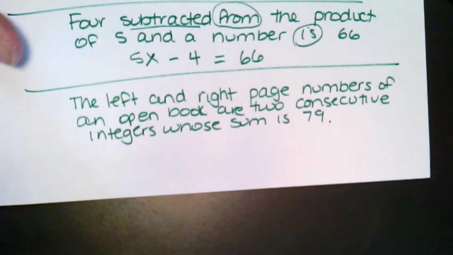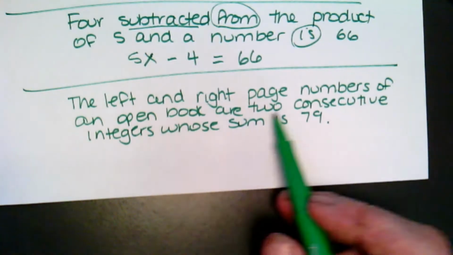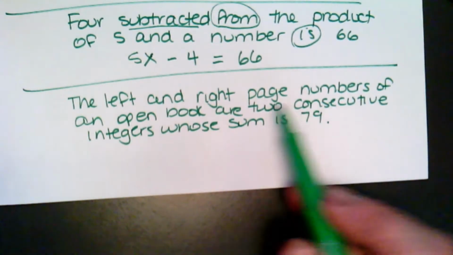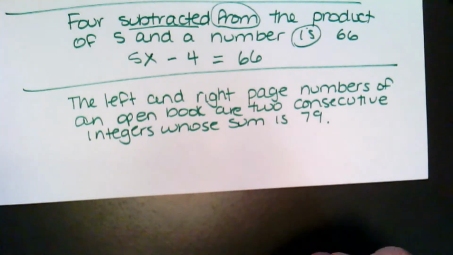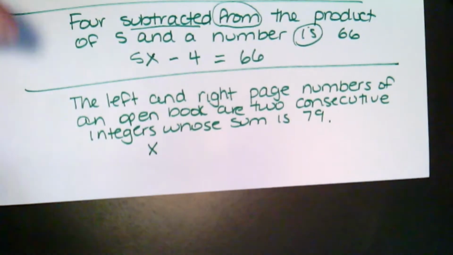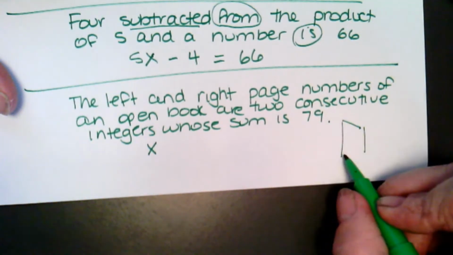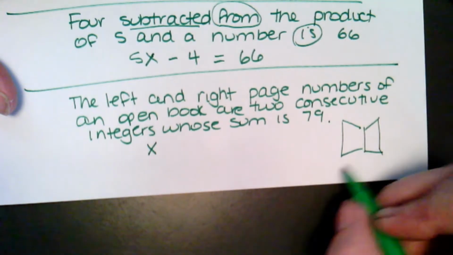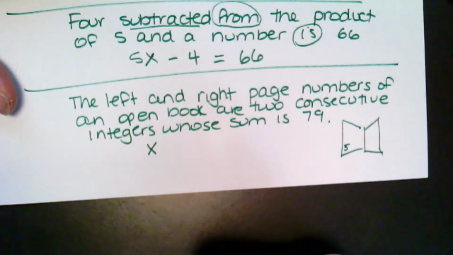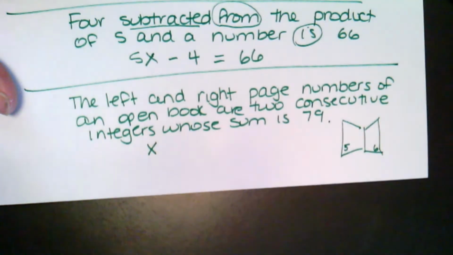Alright, so they want us to find the page numbers. The left and right page numbers of an open book are two consecutive integers whose sum is 79. Consecutive integers just means whole numbers in a row. So we know that the first page is this unknown number, x. I'm a horrible drawer, but here's our book. If this is page 5, then the next one in order, which is what consecutive means, would be 6.